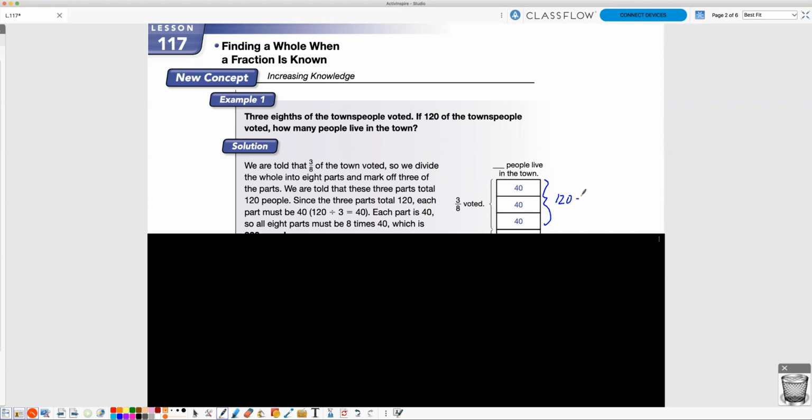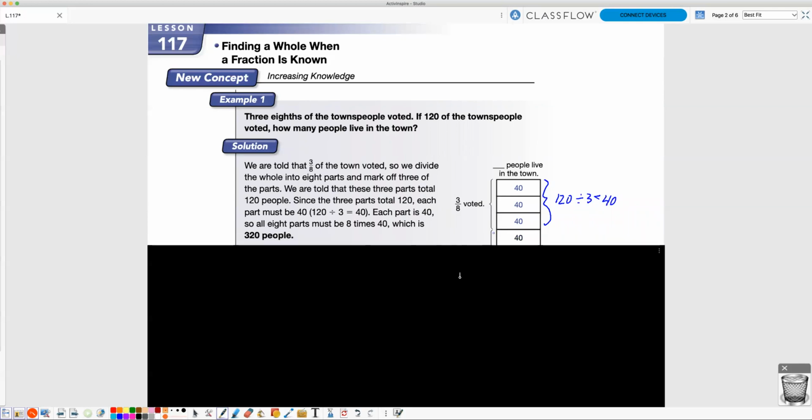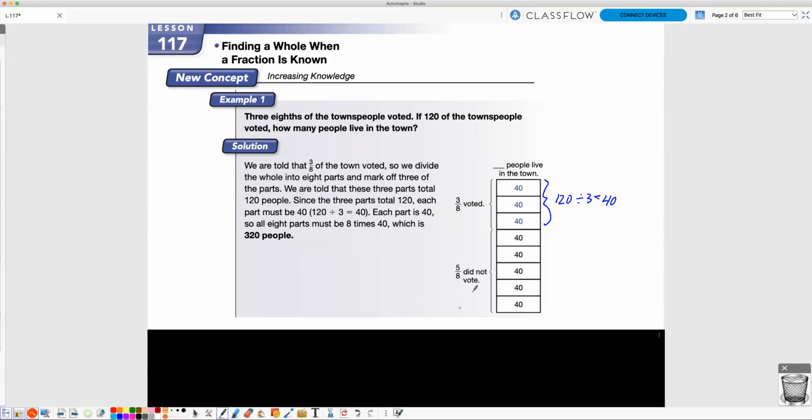And if you take 120 divided by 3, that would get us the 40 that you can see inside of each of those parts. Those are all considered equal parts. So now you can tell how many people live in the town because you simply take 40 times 8. So we just simply multiply that, and it would be 320.